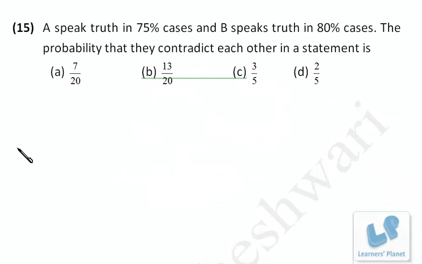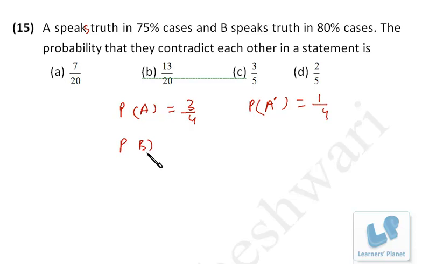Okay. Now we have an interesting question. A speaks truth in 75% cases and B speaks truth in 80% cases. The probability that they contradict each other in a statement. Now, probability of A speaking truth is 3 by 4. That means probability of A not speaking truth, that means A speaking a lie, is 1 by 4, right? Similarly, probability of B speaking truth is 4 by 5, that's 80%. And probability of B not speaking truth is 1 by 5, right? The sum of these two should be 1 and the sum of these two should be 1.